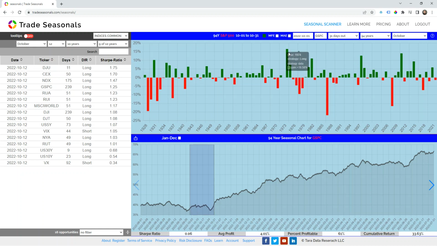So the month of October by itself is tagged as bullish. 61% of the time it was an up month from October 1st to the end of October. However, look at the huge drops. 1929 is 19 and a half percent. October 1987 was down 22%. October was down 16.5% in 2008, and so on.